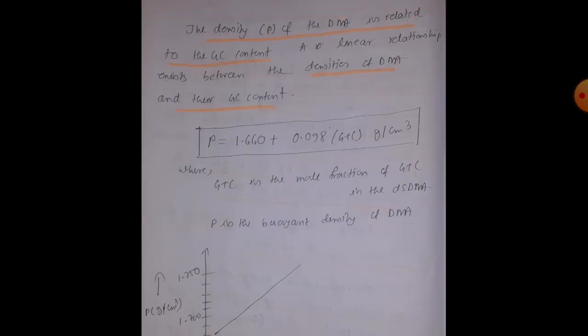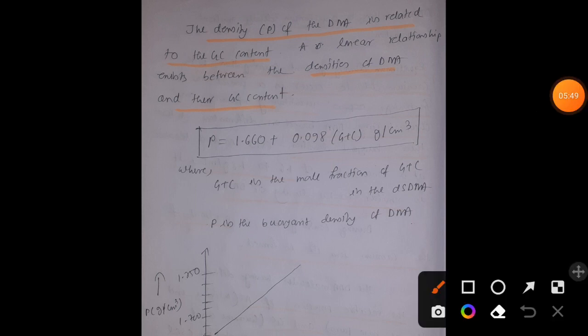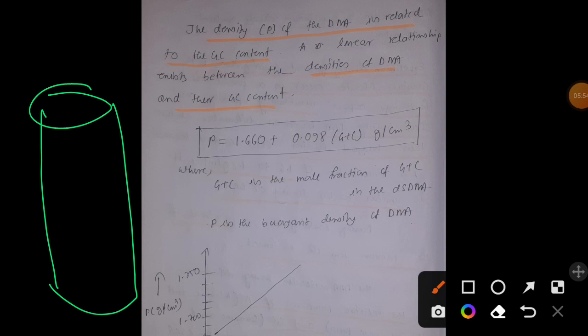Okay, so up to this point we have learned that we separate or fractionate DNA molecules on the basis of their density with the help of density gradient centrifugation. And here we are using the isopycnic type of density gradient centrifugation, where the gradient will form during centrifugation.